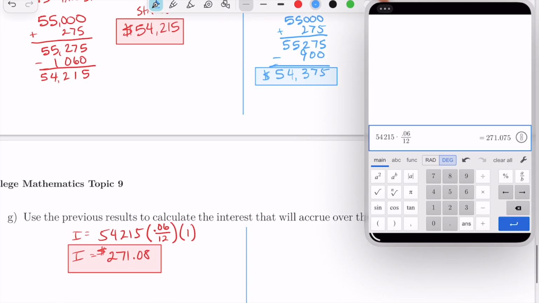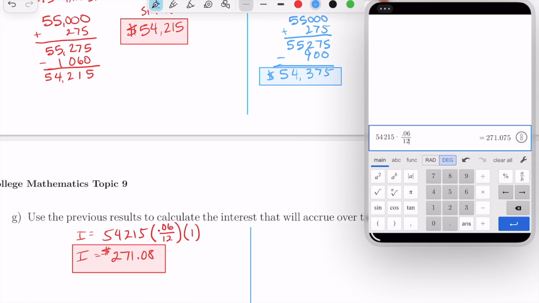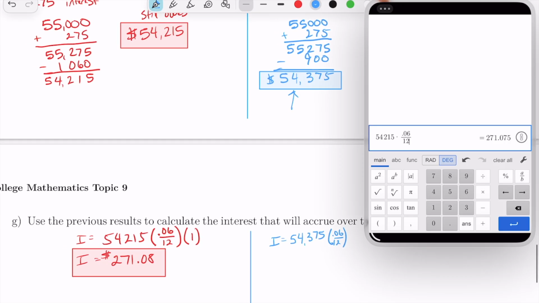She originally had her $55,000 loan, and then after she made her payment, after 1 month, she still owed $54,375. Her interest rate is still 0.06 over 12, and her time is still 1 month. We'll go ahead and put this in the calculator, and we get 271.88.